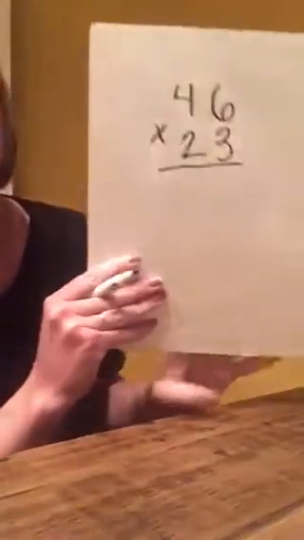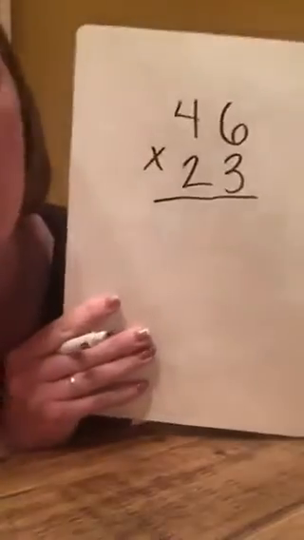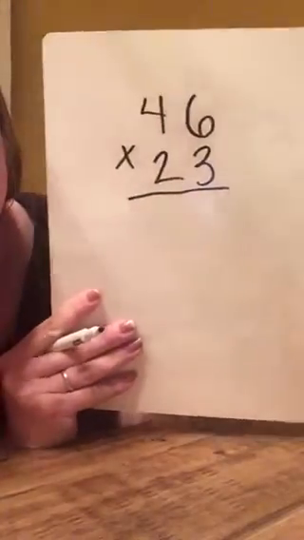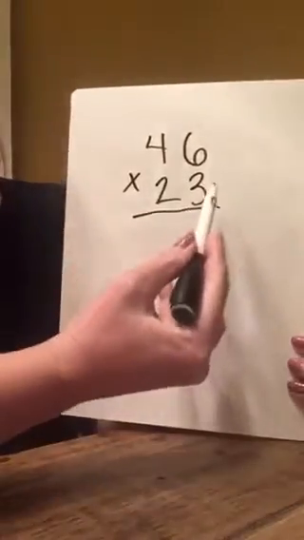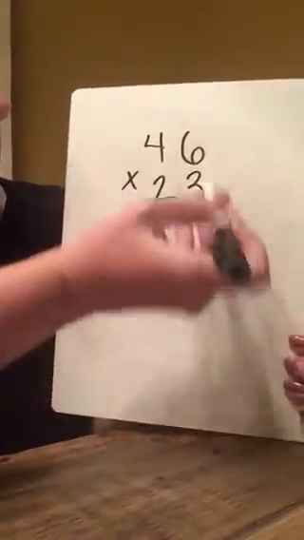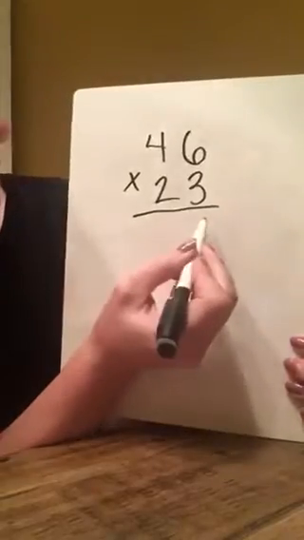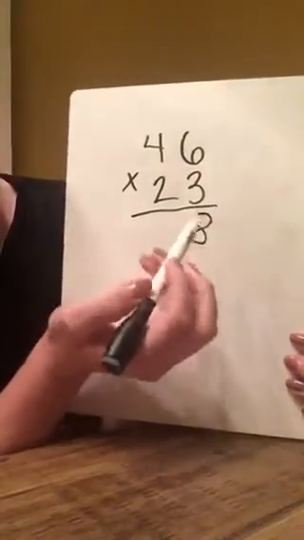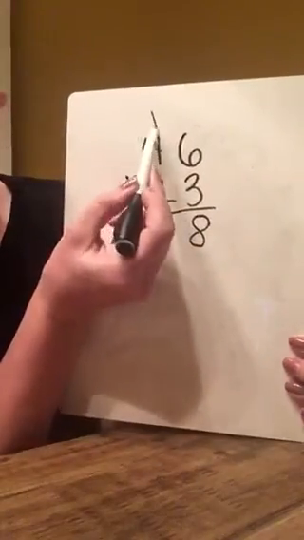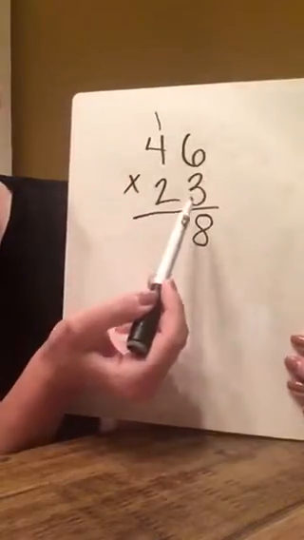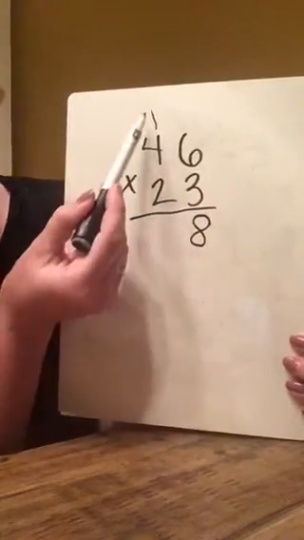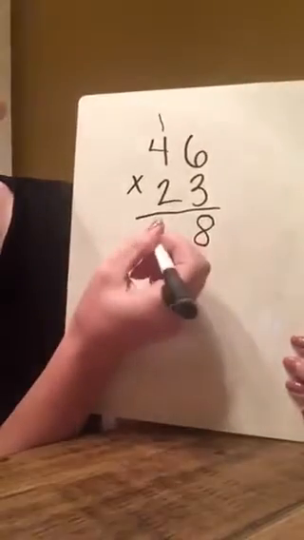So here's an example problem. I have the problem 46 times 23. Okay, the first step is going to be to multiply the 3 times the 6. So 3 times 6 is 18, so I'm going to put my 8 here and carry the 1 up here to the tens place. 3 times 4 is 12, plus the 1 is going to be 13.